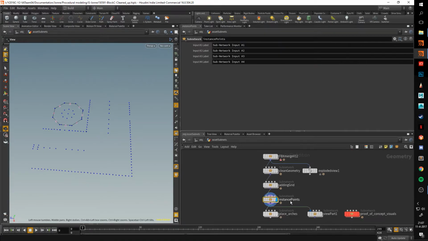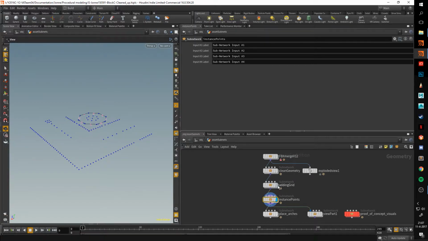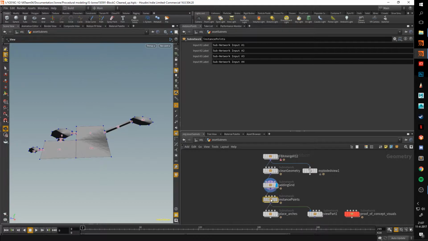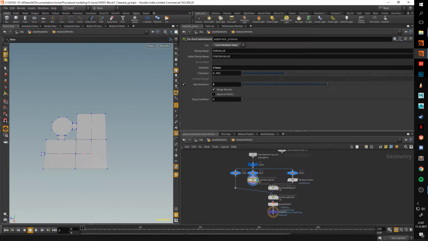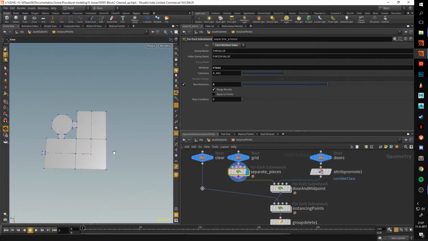This time I'll be going over the instance point system. The basic premise of the system is that it takes input from the grid system and immediately turns it into instance points. The reason a part disappeared here is because that's what we're going to look at first. So this is the separate pieces section.